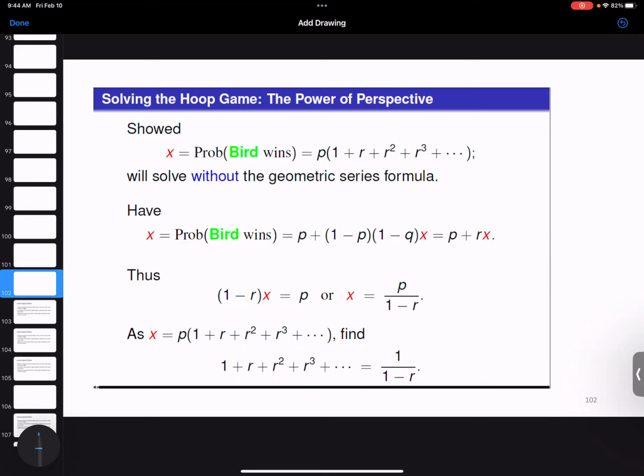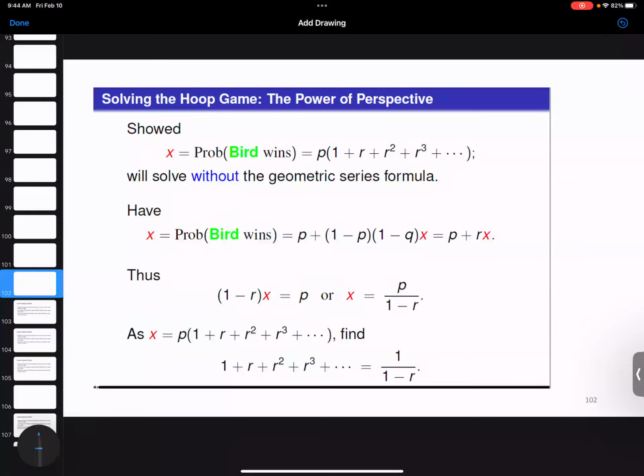R is (1 minus P) times (1 minus Q). So it must be less than one, so could it be negative 8? It's between 0 and 1. R is the product of two probabilities, the probability of Bird missing and the probability of Magic missing. So we're not proving the geometric series formula here for all R with absolute value less than 1. We're only doing it for non-negative R. There are some tricks you can do that would allow you to get it for negative R from this.